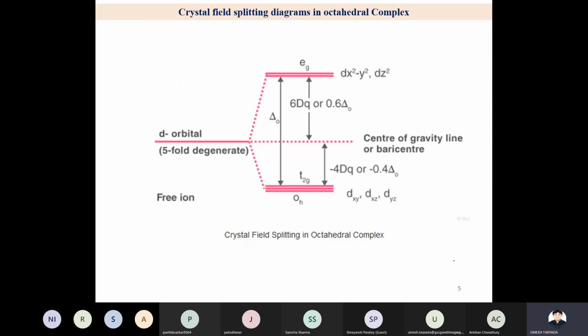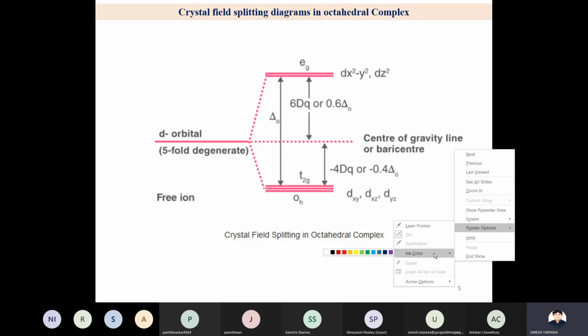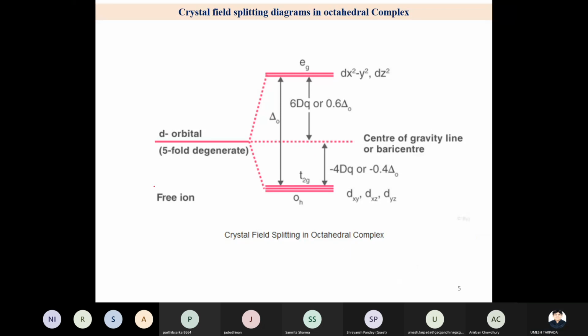So now the splitting takes place in such a way that you have 2 orbitals with higher energy and 3 orbitals with lower energy. This is called the T2G set, and this is called the EG set. Now see here, this is the free metal ion where all 5 d orbitals have similar energy. They are degenerate, and this is the case of a spherical field.